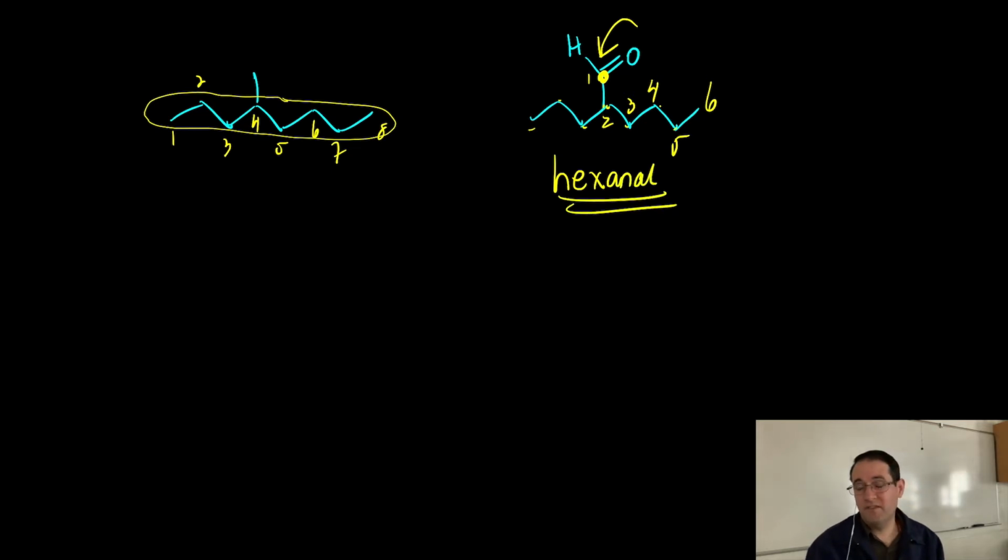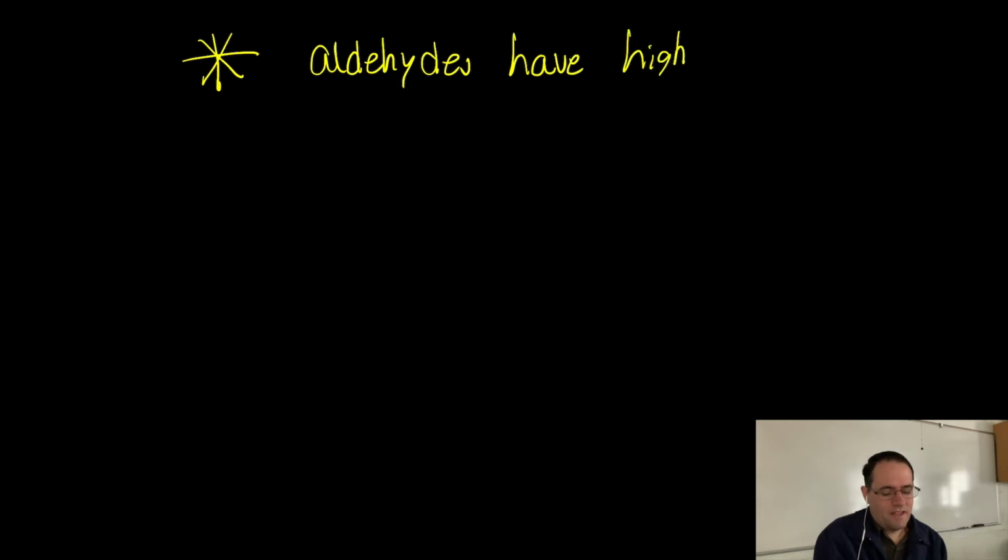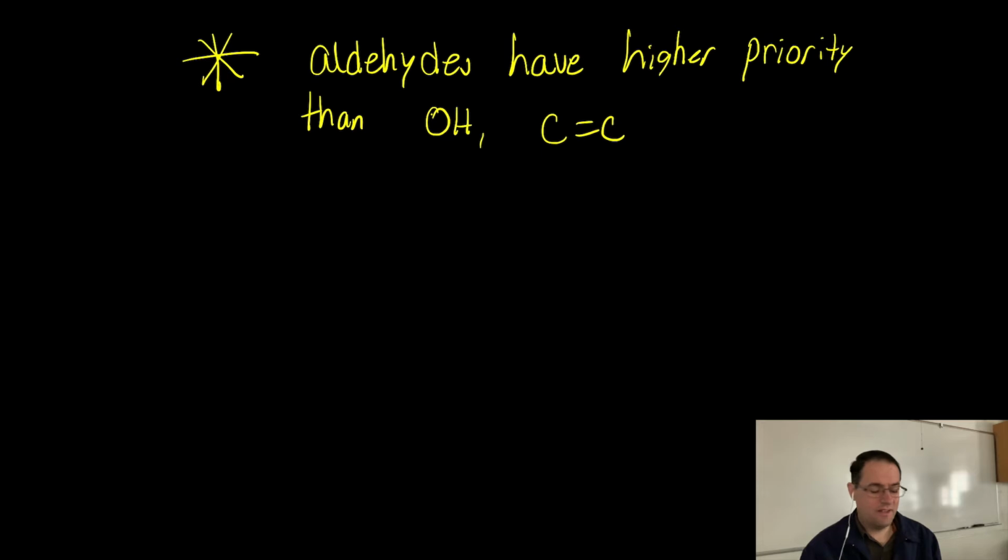All right, so once you have the functional group, you need to remember that your longest chain, or your parent chain, has to include that priority functional group. Now, the important thing here that we need to remember is that aldehydes have a higher priority than alcohols or alkenes, for example.